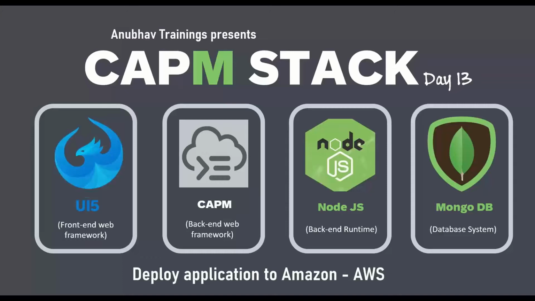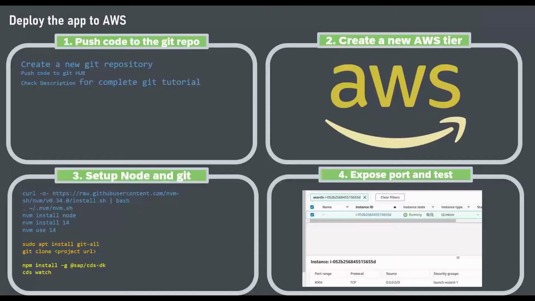In this process, we will create a new AWS instance, which is going to run for free for 365 days, and then we will deploy our entire application and expose the port to give access to the user. So let's look at the steps.